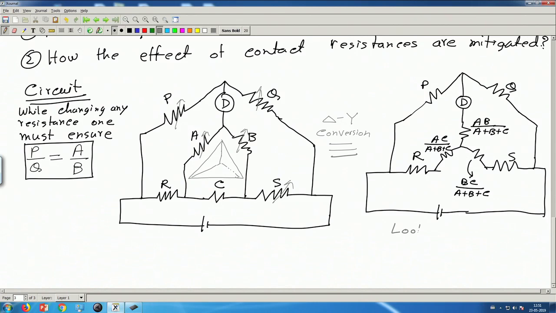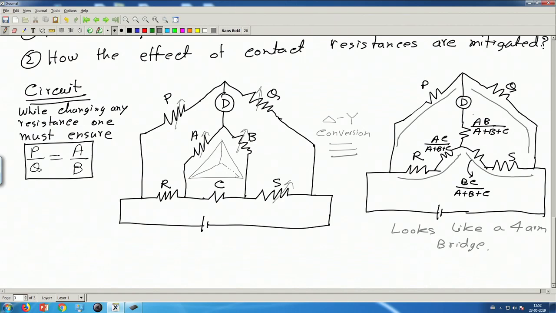Four arm bridge. What are these four arms? See, this is one arm. This is another arm. And these two together you can think as another arm. And these two together you can think as another arm. Okay. One, two, three, four. So these are the four arms of a four arm bridge.